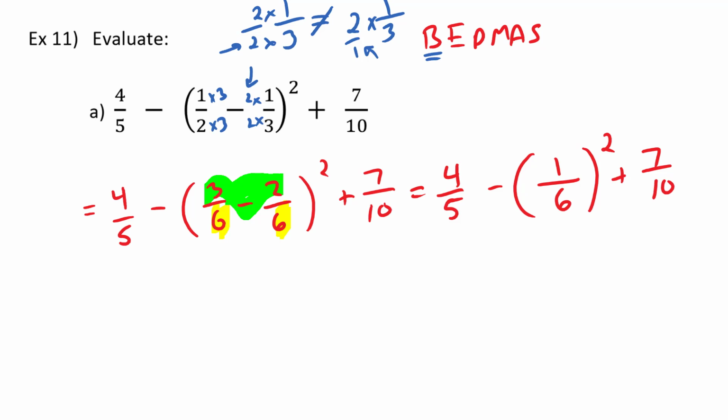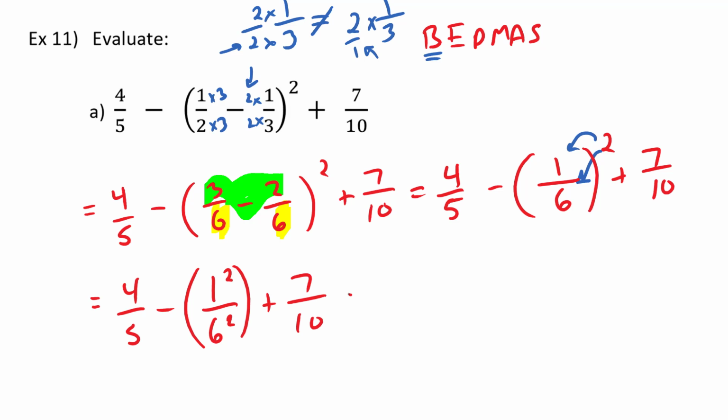Now we can distribute the 2. Why? Because it is one term. It is not separated by an addition or subtraction sign. So this becomes, we then perform our exponents here. 1 squared is 1. 6 squared is 36. And that's where we're at right now.